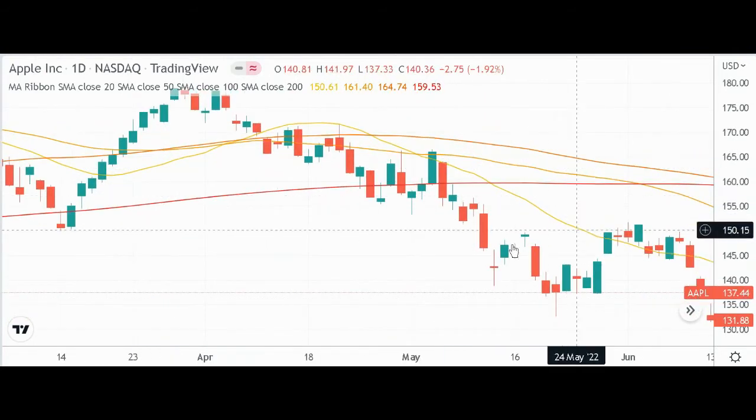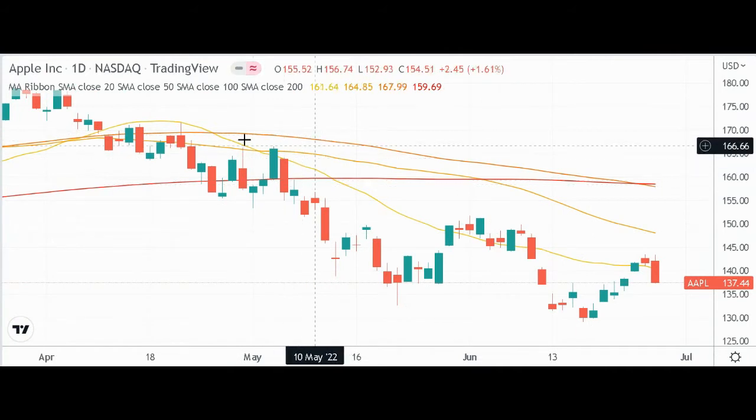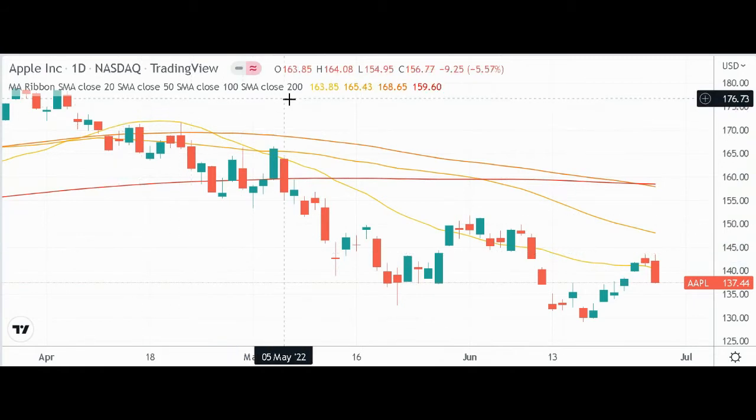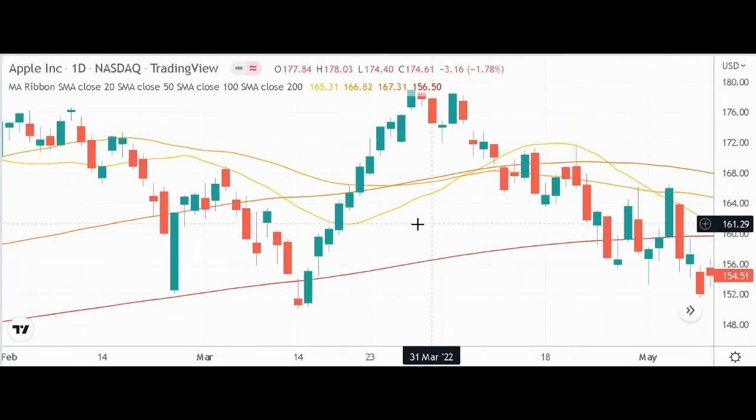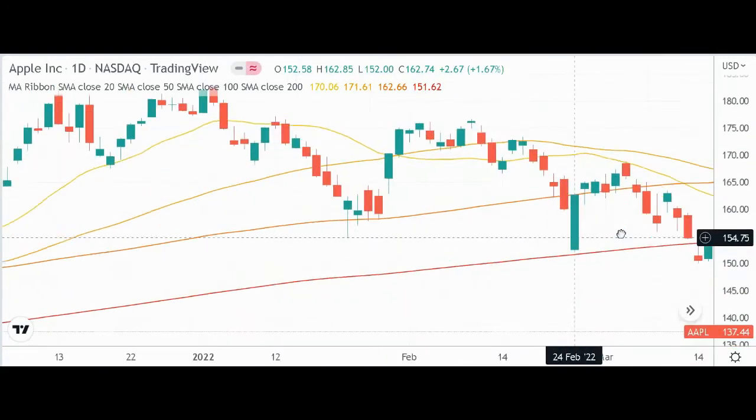So it kind of looks like a ribbon, sort of, so I think it's a good name for it. But you can put those up manually. What's good about doing it manually is that you can pick and choose the ones you like the best. It doesn't have to be 20, 50, 100, and 200, all right? You can pick your own numbers. You can combine SMAs and EMAs, simple and exponential moving averages, whatever you like.